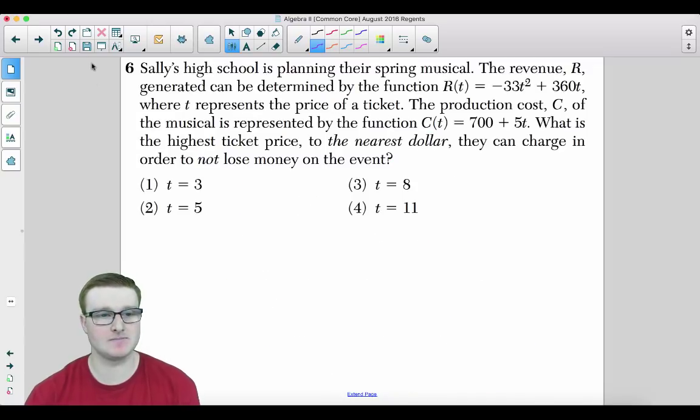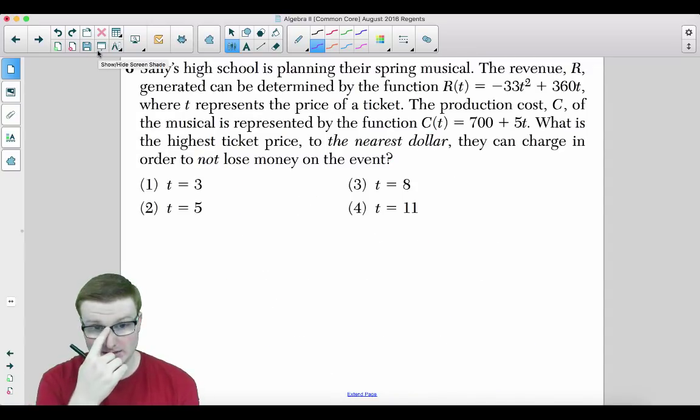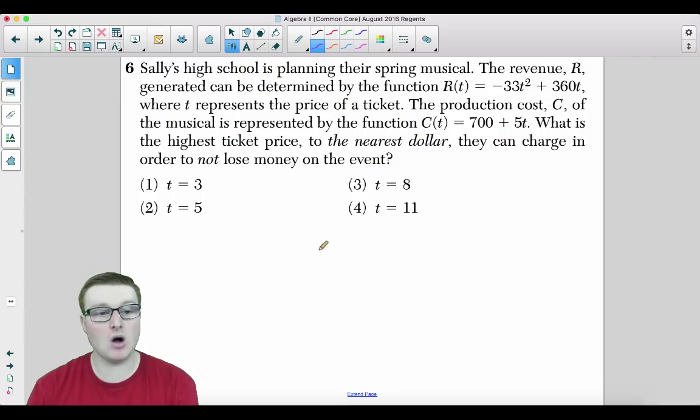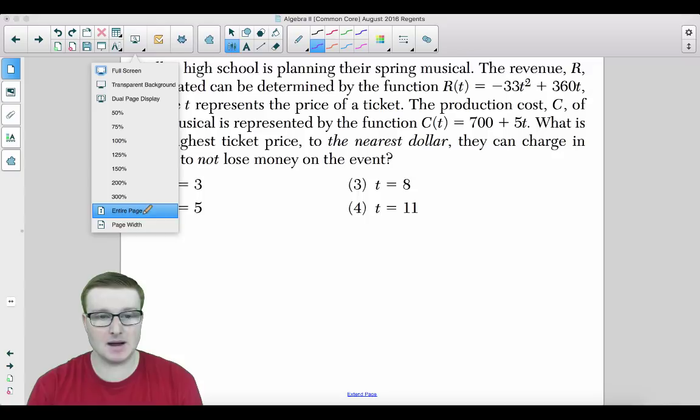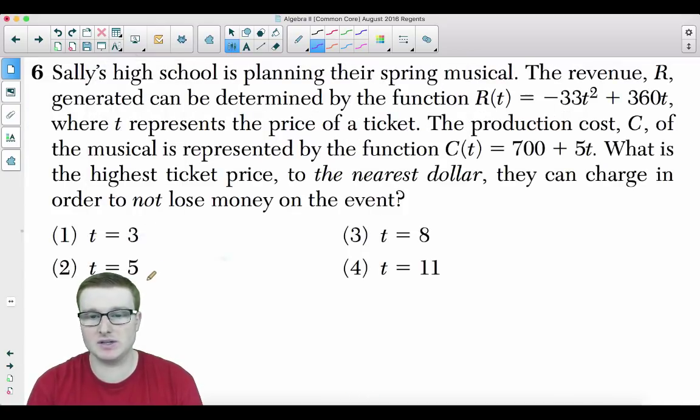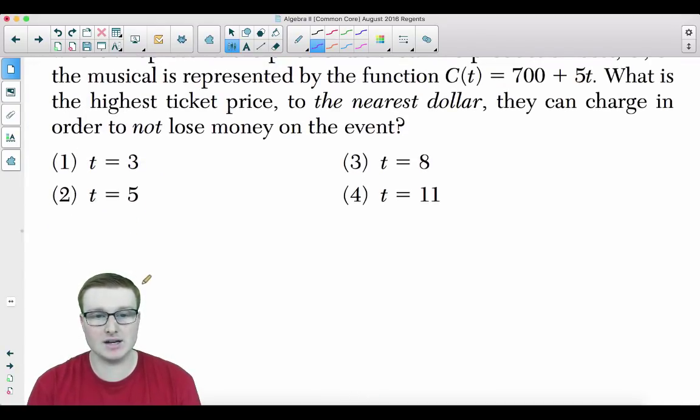All right, number 6. Sally's High School is planning their spring musical. The revenue R generated can be determined by the function R of t equals negative 33t squared plus 360t, where t represents the price of a ticket. The production cost C of the musical is represented by the function C of t equals 700 plus 5t. What is the highest ticket price to the nearest dollar they could charge in order to not lose money on the event?